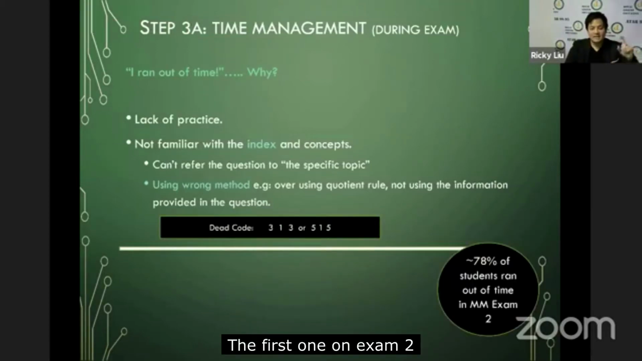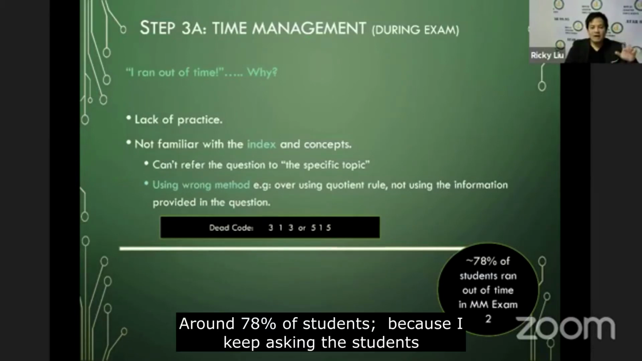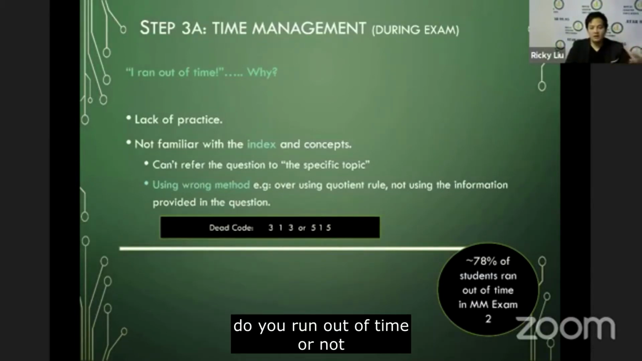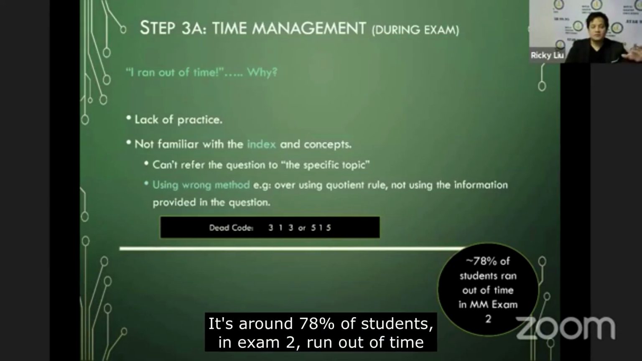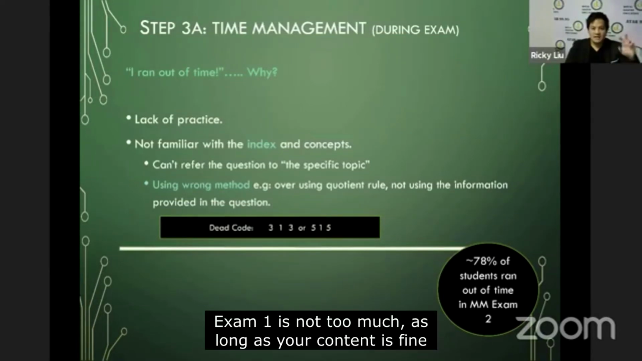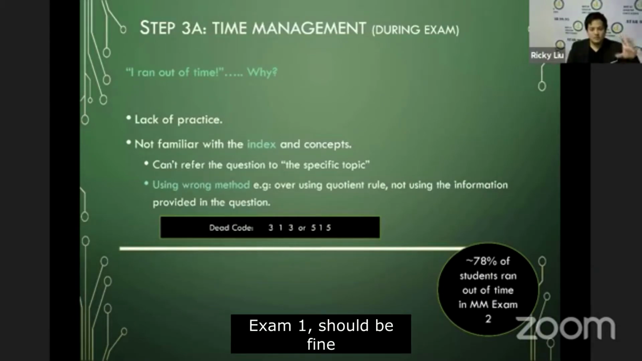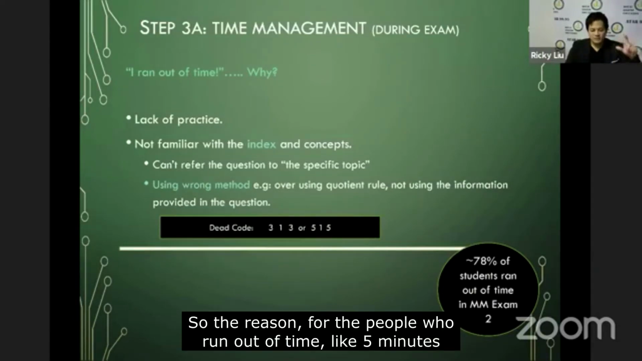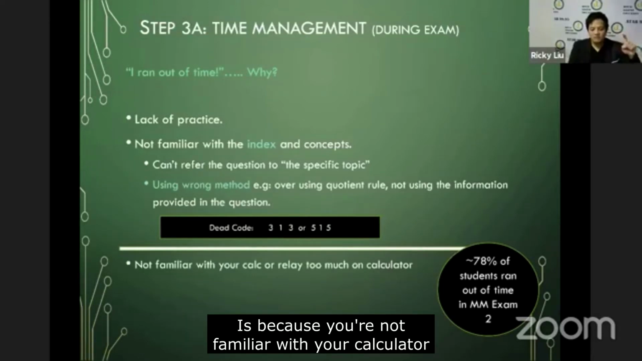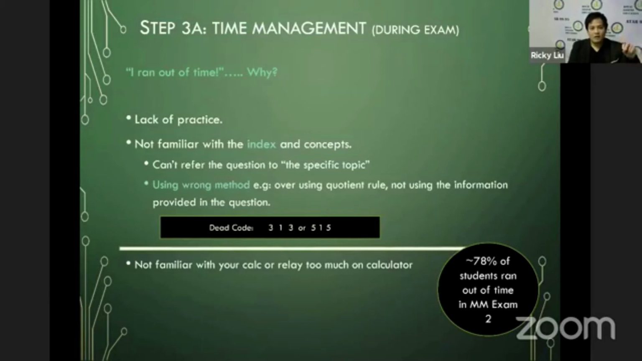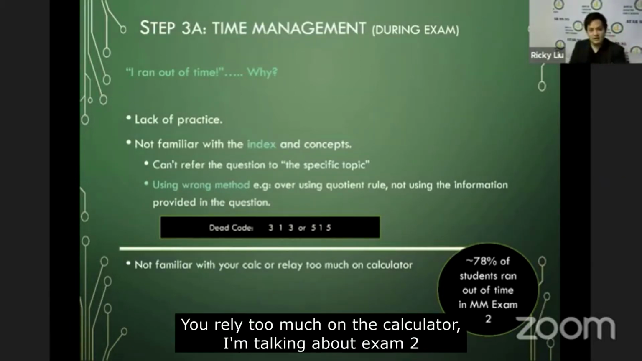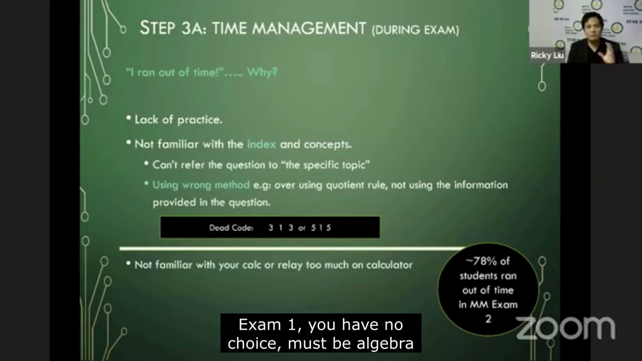The first one, in exam 2, around 78% of the students, because I keep asking students, do you run out of time or not? It's around 78% of students in exam 2 who run out of time. Exam 1 is not too much. As long as your content is fine, exam 1 should be fine. So the reason for the people who run out of time by about 5 minutes is because you're not familiar with your calculator, or the opposite, you rely too much on the calculator. I'm talking about exam 2. Exam 1, you've got no choice.